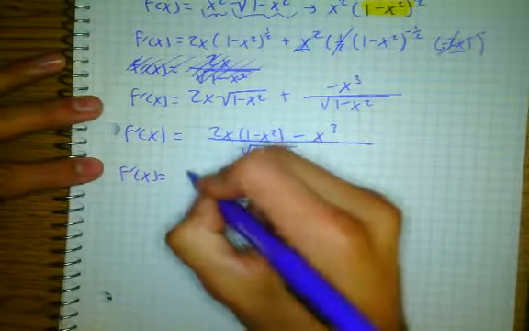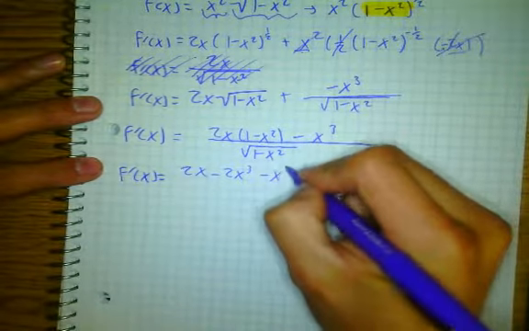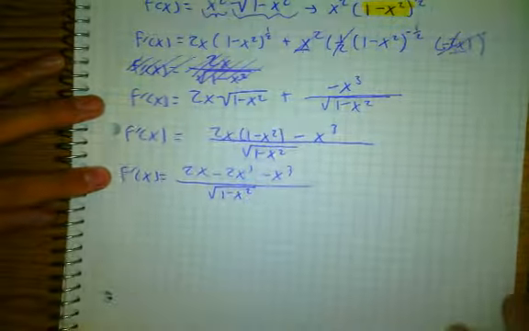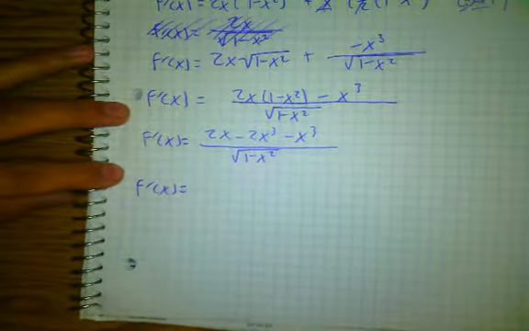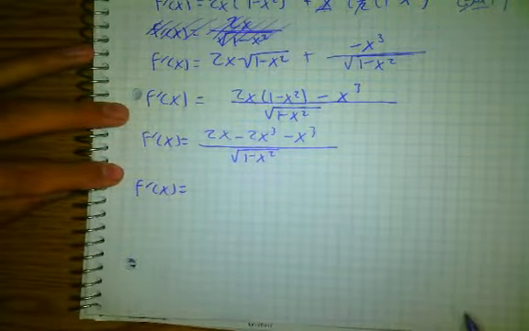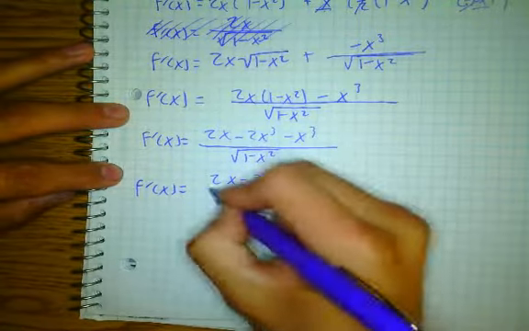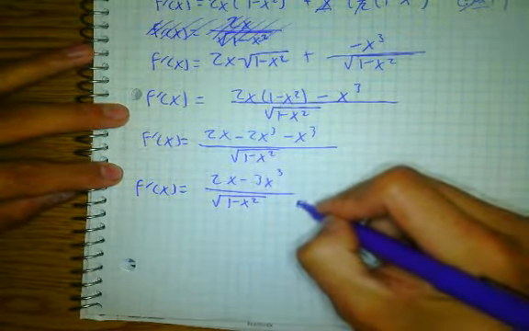f prime of x would then be 2x minus 2x to the third minus x to the third over the square root of 1 minus x squared. And finally, what is f prime of x? 2x minus 3x cubed over 1 minus x squared.